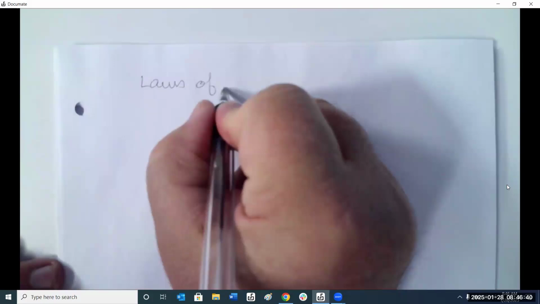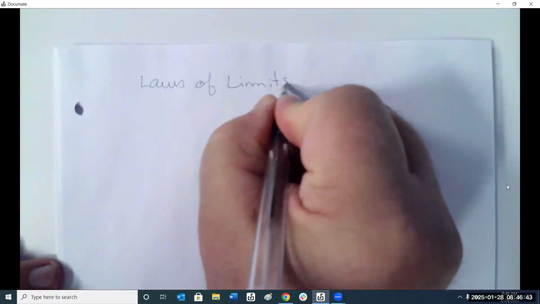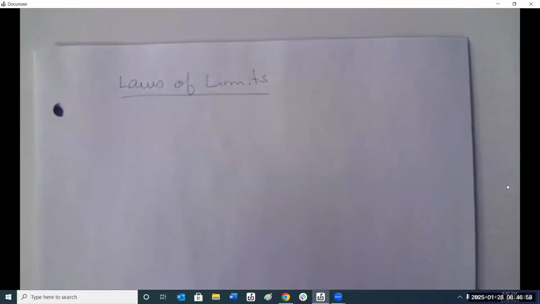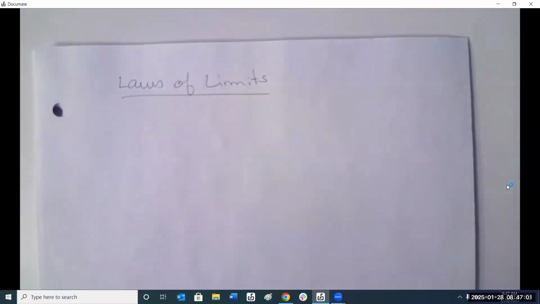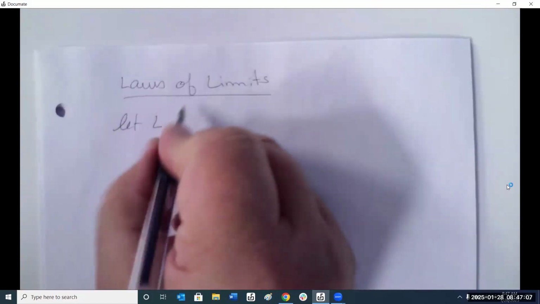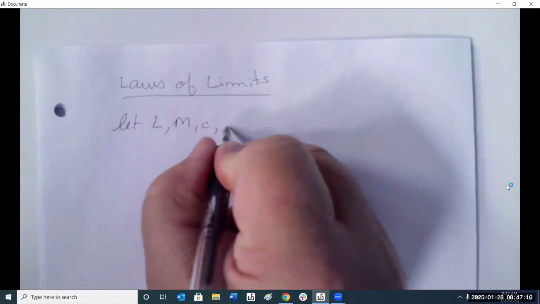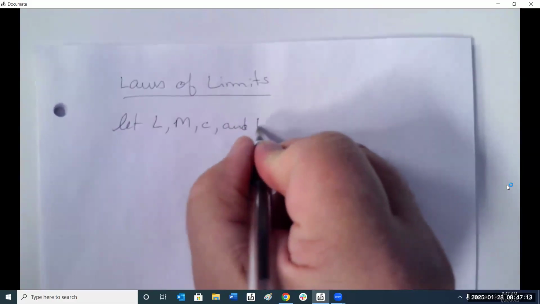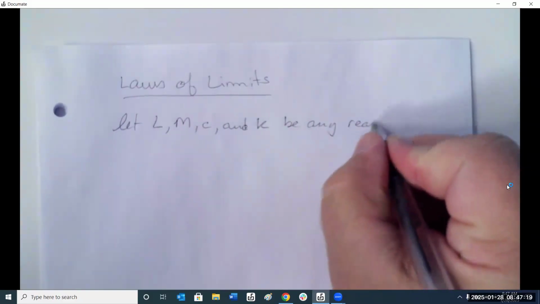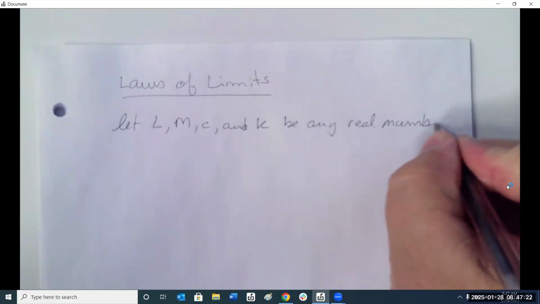The laws of limits. What's funny is these 7, 8 rules we're going to talk about now, we're going to expand them on all sorts of other things in calculus. The only thing is, it's going to be the same concepts, it's just the symbols will change. So, first off, let L, M, C, and K be any real numbers.